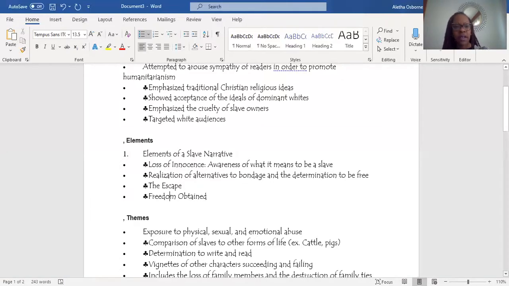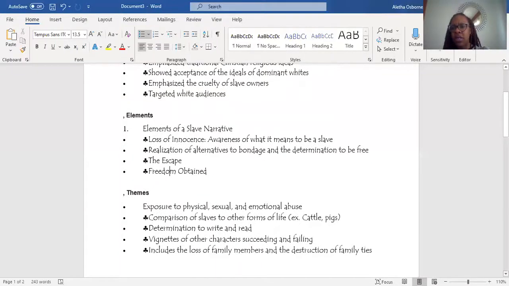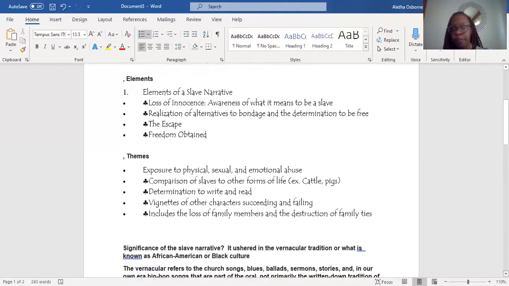An element, again, of the slave narrative is an awareness of what it means to be a slave, and also this loss of innocence. Another element I want you guys to look for is the realization of alternatives to bondage and the determination to be free. So again, it points out to an audience that slavery is not the answer. There could be other alternatives, but the final determination is to be free. Again, an element that we see time and time again in the slave narrative is that of escape and freedom obtained. So we're going to explore that in that Frances Harper poem.